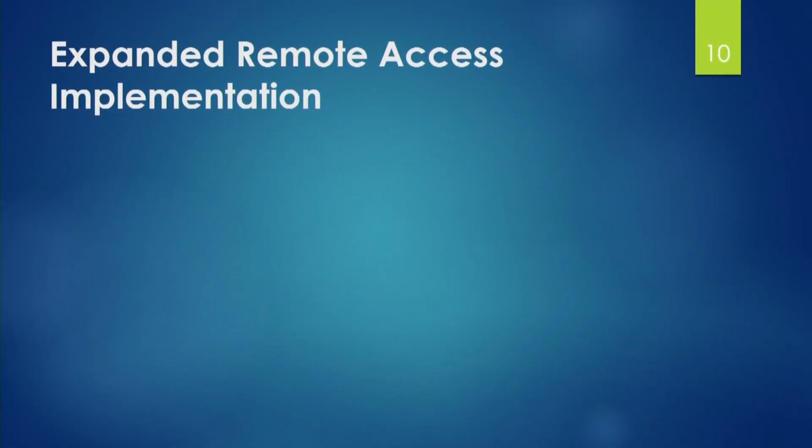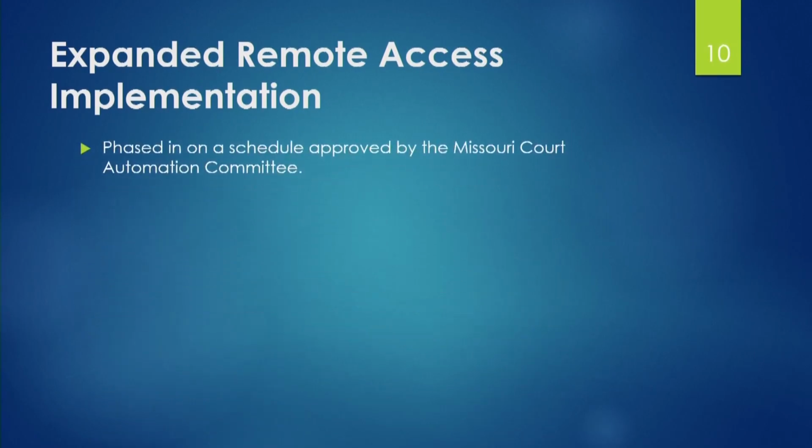Expanded remote public access implementation will be done in a phased-in approach, beginning July 1st, 2023. The Missouri Court Automation Committee has approved a rollout that will begin on July 1st and will continue until all circuits and courts in the state are implemented. Those courts will be implemented in groups until all courts are implemented. You will be able to find the implementation schedule on the courts and the bar's website when it's finalized.